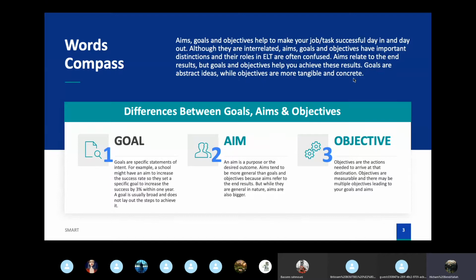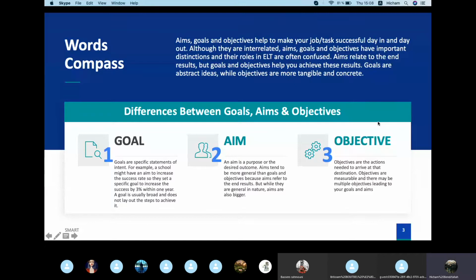Before I pass to something else, does any one of you have a question? Does anyone have a question to ask about these three concepts?